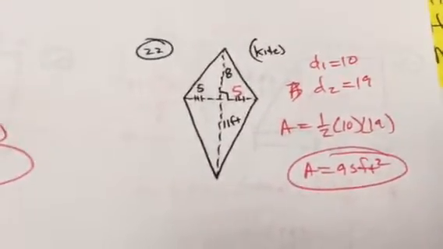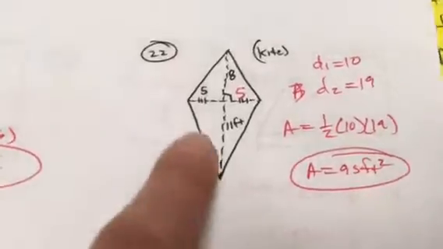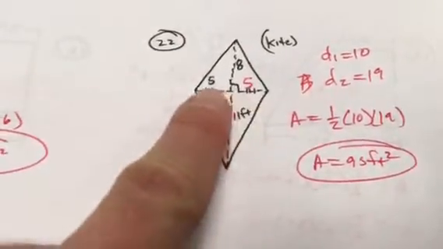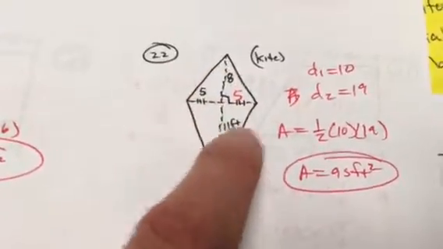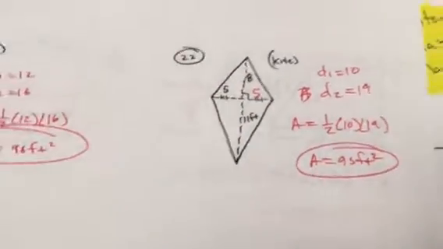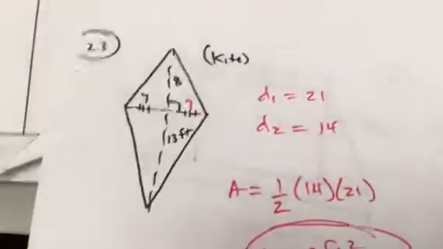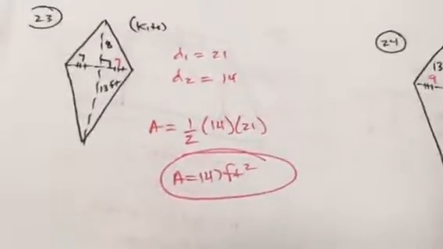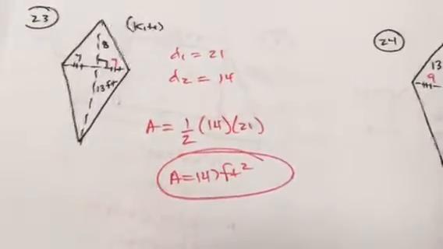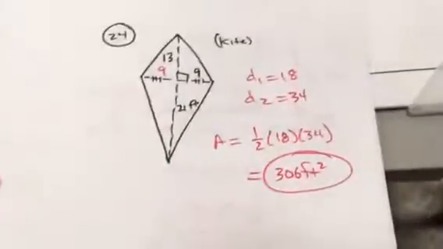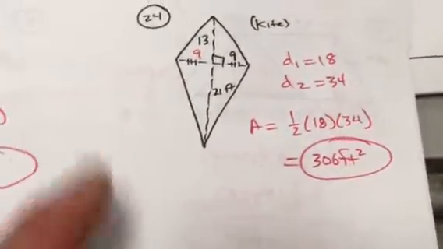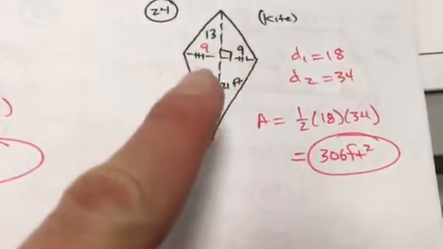Guys, on a kite, you only have one diagonal that's been bisected. Notice the tick marks. 3 tick marks, 3 tick marks. If that's 5, that's 5. One of the diagonals is 10. If that's 8, that's 11. Add them together, you get 19. Take half the product. Same thing here on 23. 7 plus the other 7 will give you 14. 8 and 13 will give you 21. Take the product, divide by 2. If that is 9, that has to be 9 because of the tick marks.